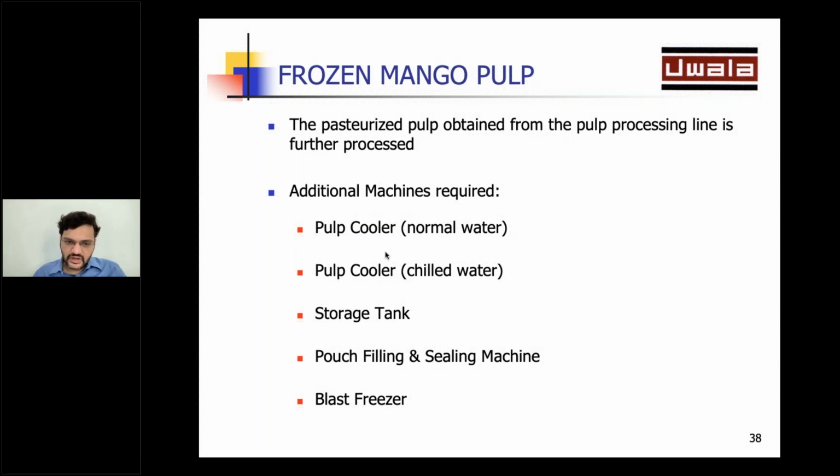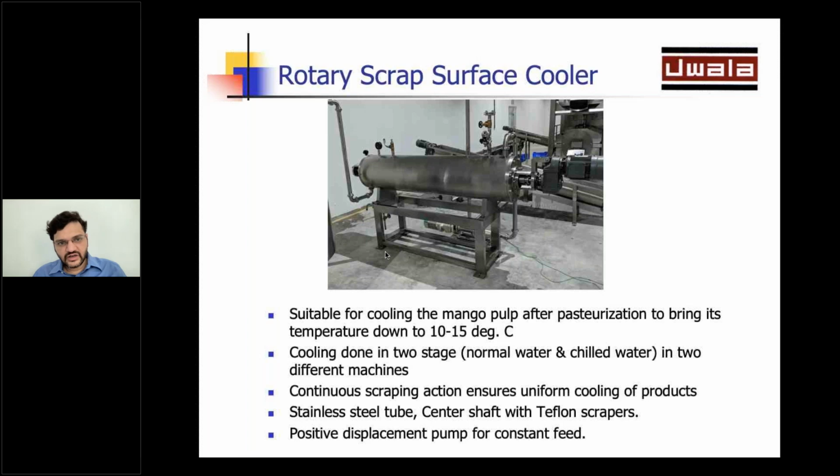Once we have the chilled pulp, it is filled in pouches and sealed, and then it is taken to the blast freezer, where the freezing of the pulp happens. So at the end of this process, we have frozen mango pulp. We have seen most of the other machines, that's why I'm not going to cover the pulp processing part again. We'll directly come to the cooler.